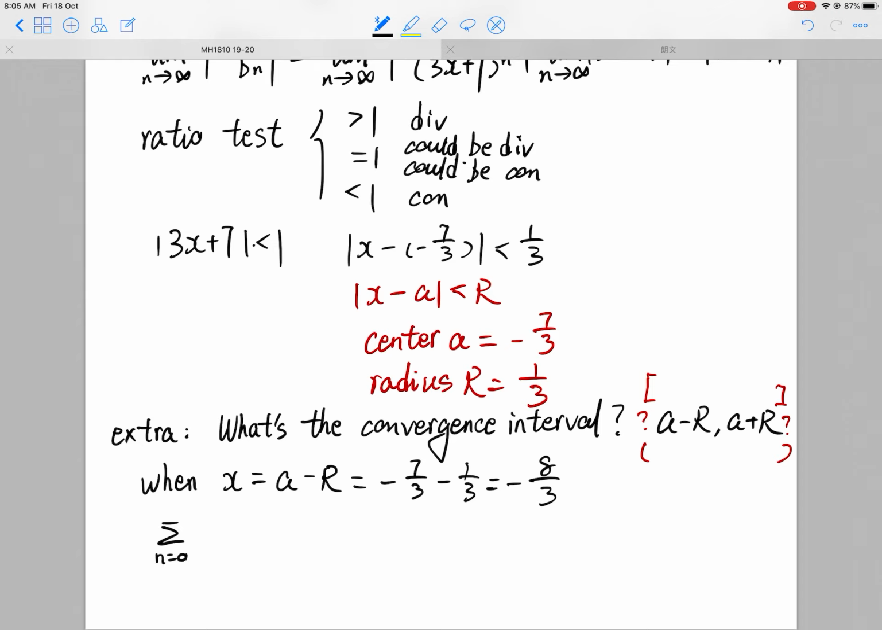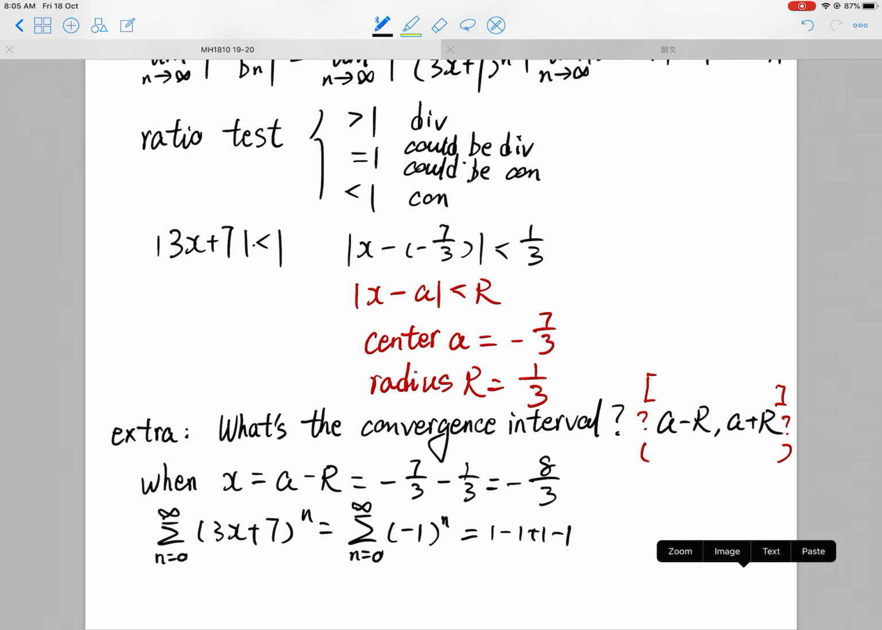the sum from n = 0 to infinity of (3x + 7)^n, which is (-1)^n. You can see it is 1 minus 1 plus 1 minus 1. The result will be 0, 1, 0, 1. It's alternating, so this part is divergent, because there's no fixed result. It will alternate forever, so it will not converge to any certain number. It is divergent.